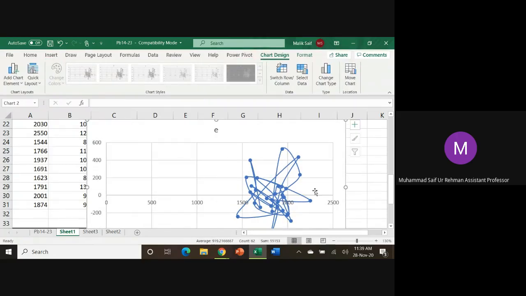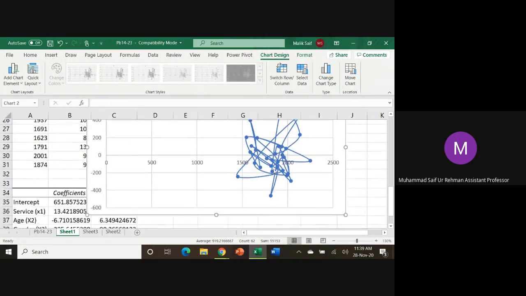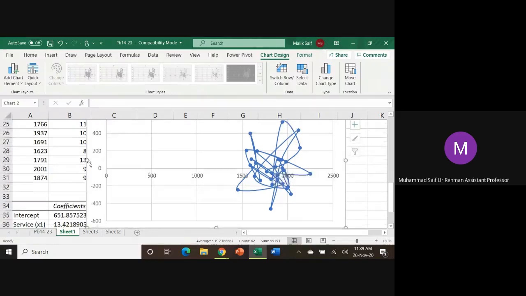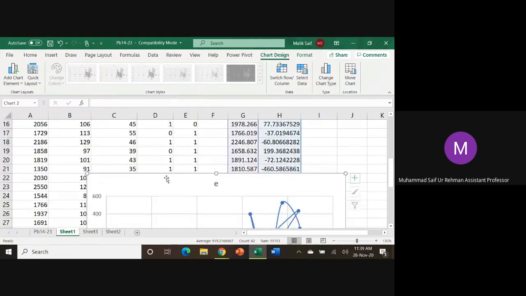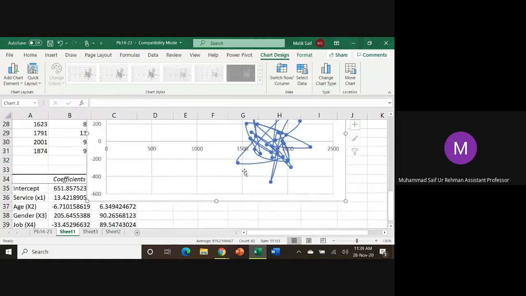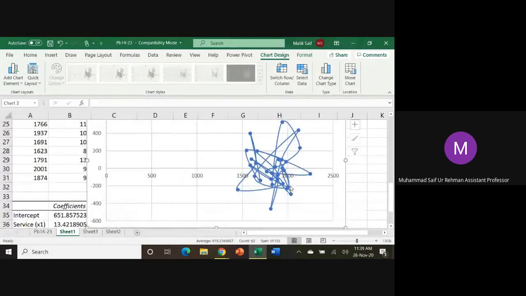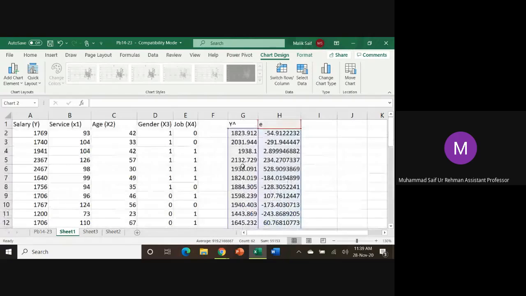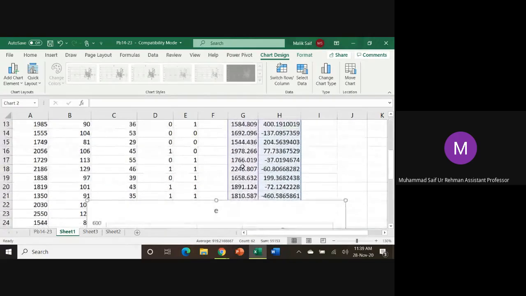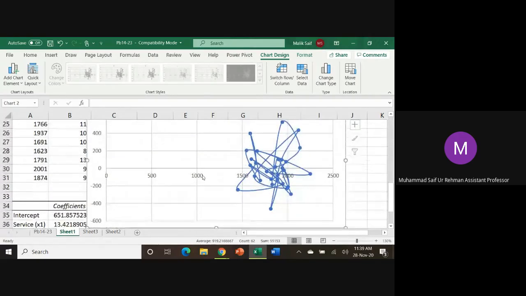See this chart. This 0 is the mean value, okay? And if you see the other values, it goes up to 2500. What is this? This is the y hat. Okay, so y hat value is this. Let me copy this graph on the whiteboard.